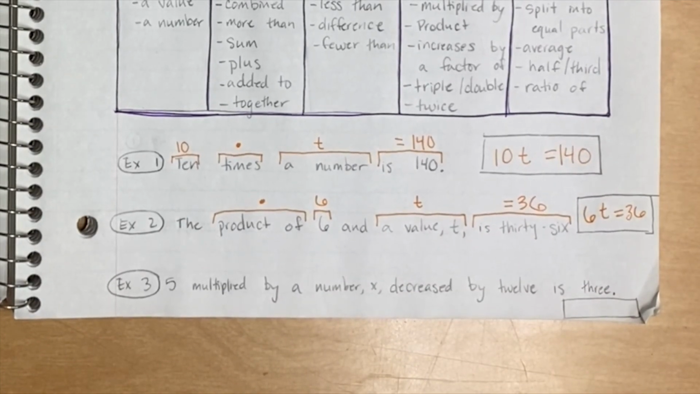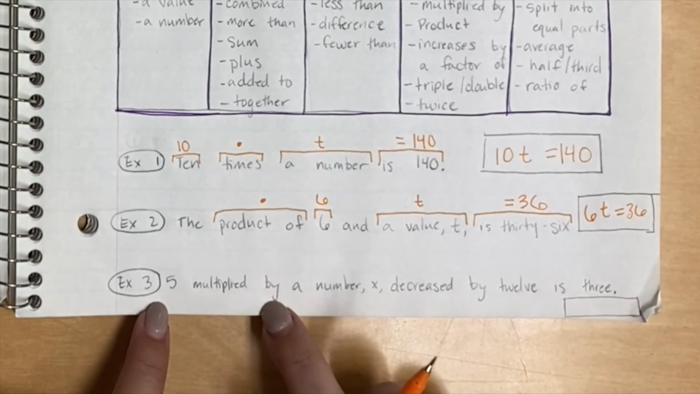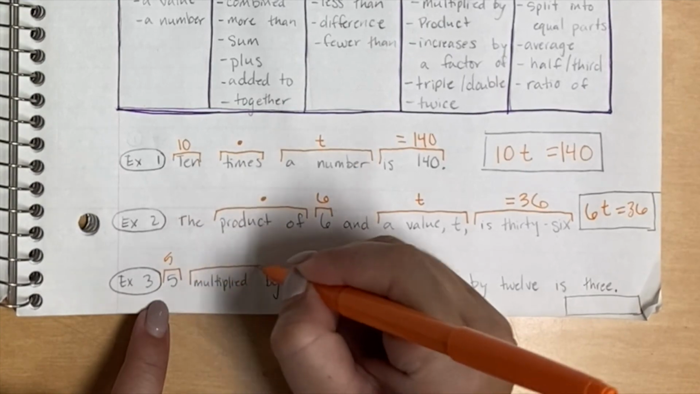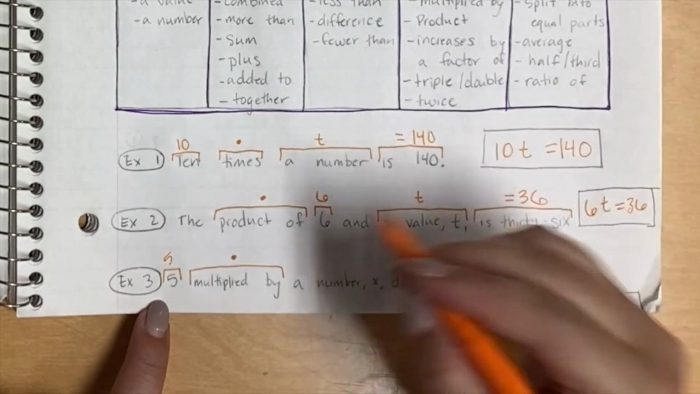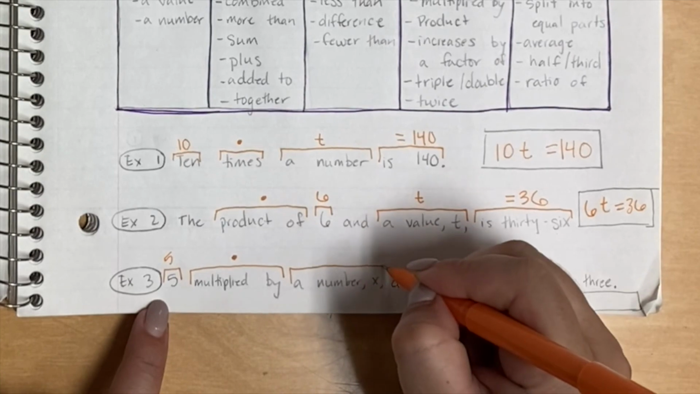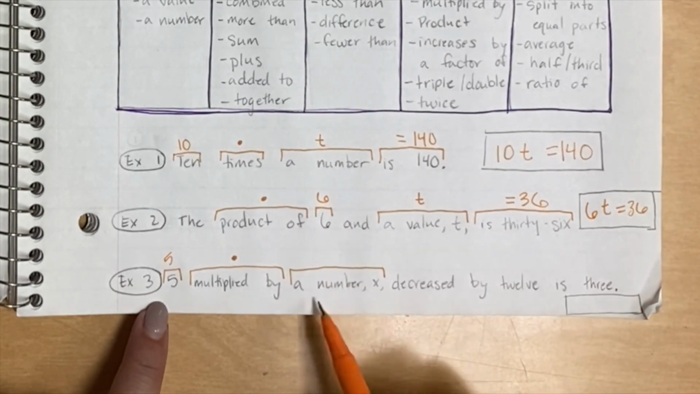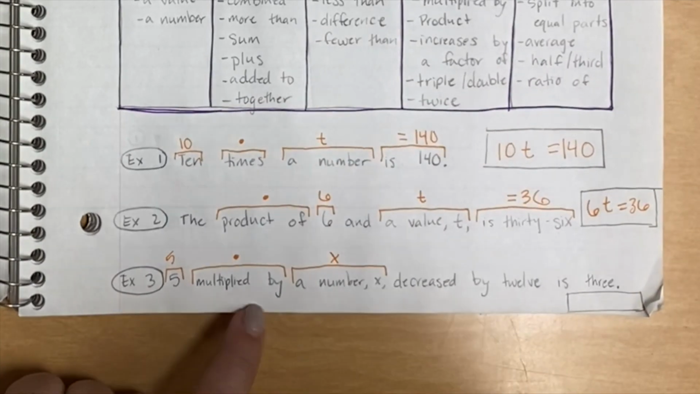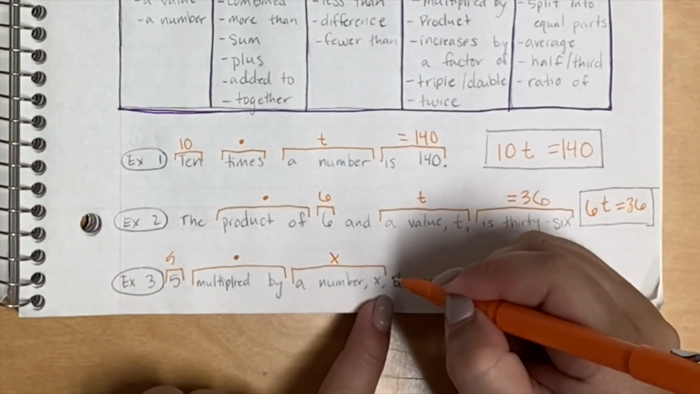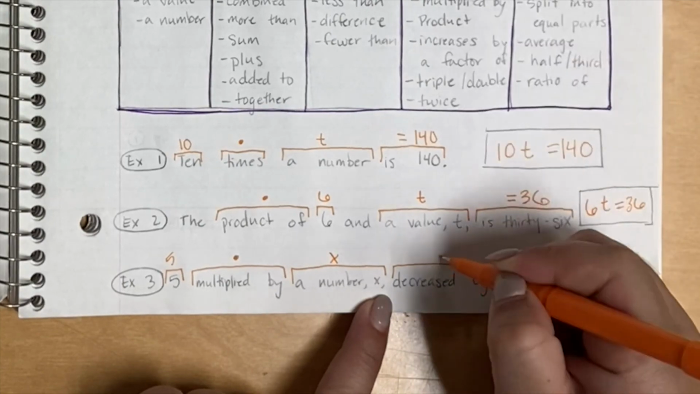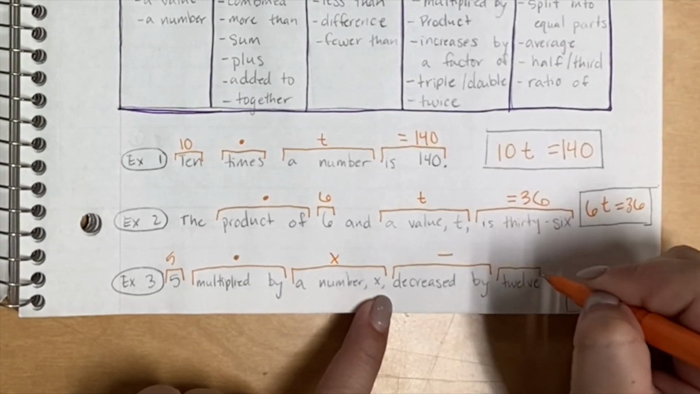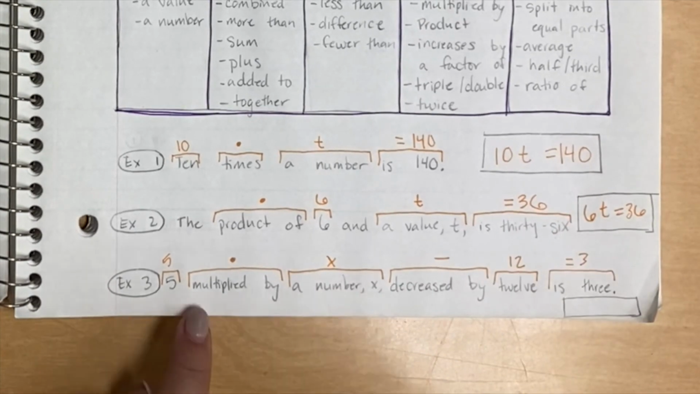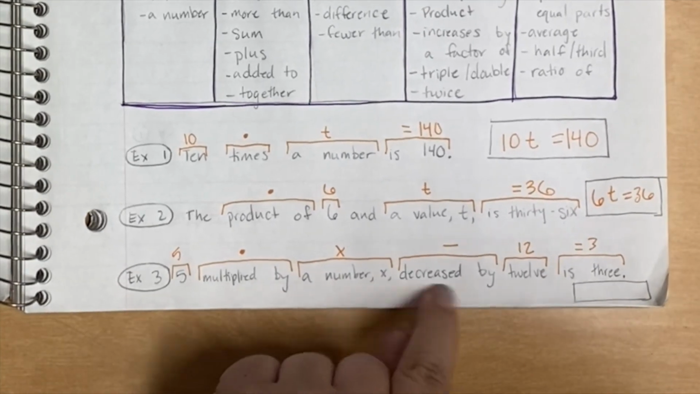Okay, let's look at our last one. 5 multiplied by a number. So we know 5 is 5. We know multiplied is multiplied. And we know a number. In this case, again, they give me what that unknown variable is. A number is a variable, and they tell me to use x. So they say 5 multiplied by a number, x. And then they say decreased by, which is subtraction. Then they write 12. And then they say is 3. So 5 multiplied by a number, x, decreased by 12 is 3.